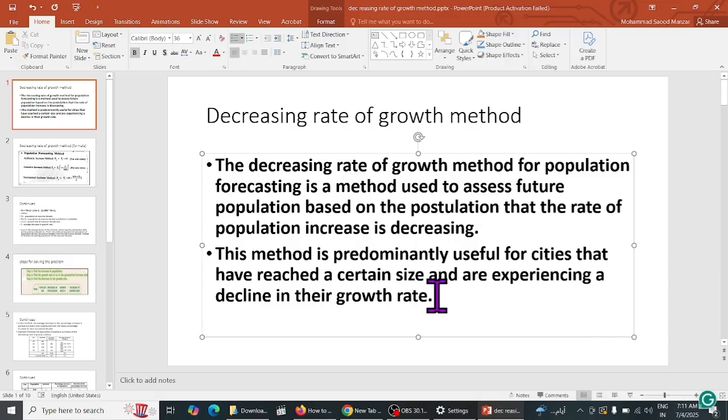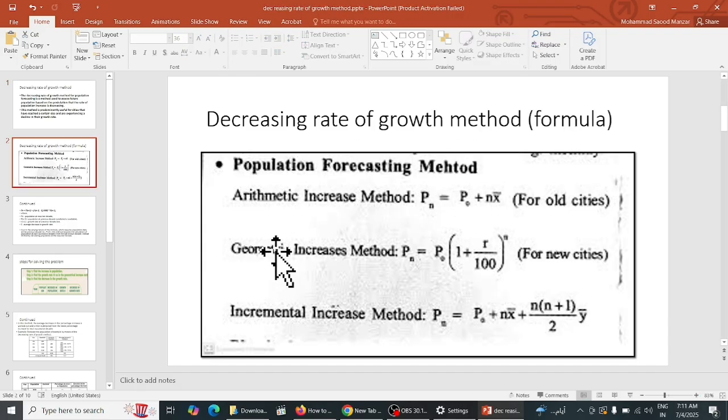That is, beyond that there would be no increase and the growth rate is declining. It involves calculating the average decrease in the percentage increase and then adjusting the future population growth accordingly. So if you see here, this is the formula which we apply to find out the different kinds of forecasting technique.